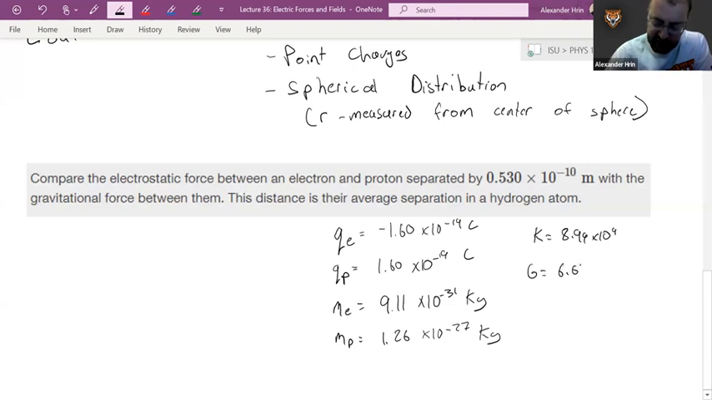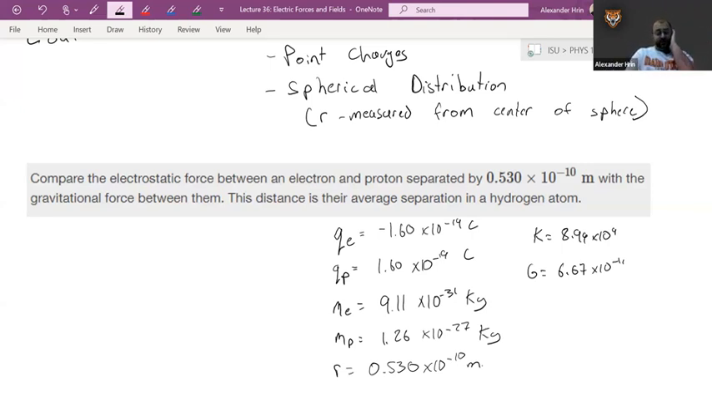is 6.67 times 10 to the negative 11th. Units, getting those right. We've got everything in SI, so we're fine. I should probably write down the R as well. R is equal to 0.530 times 10 to the negative 10th meters. This is about half an angstrom, and it's roughly the scale of a hydrogen atom. Okay.